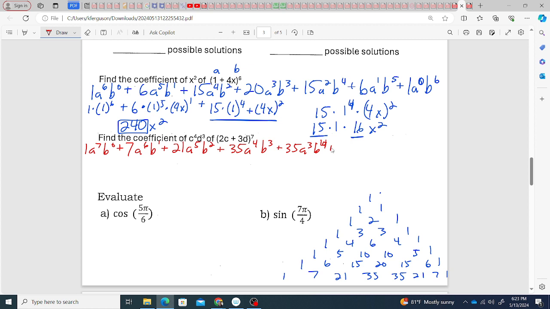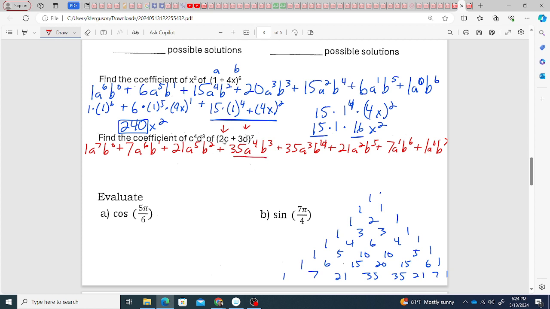It's not a 9, that's a 4, plus 21 a to the 2nd power b to the 5th plus 7 a to the 1st power b to the 6th, and then plus 1 a to the 0 power b to the 7th power. So now I want c to the 4th, d to the 3rd. Well, honestly, I can look and think, okay, so my first term is 2c. My second term is 3d. I want the c to be to the 4th power, the d to be to the 3rd. So that should be right here.